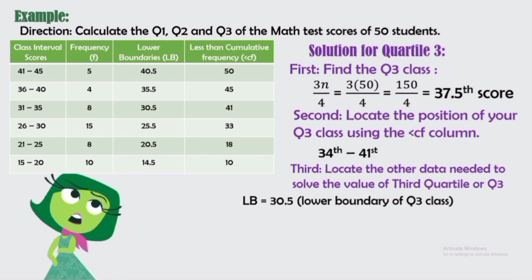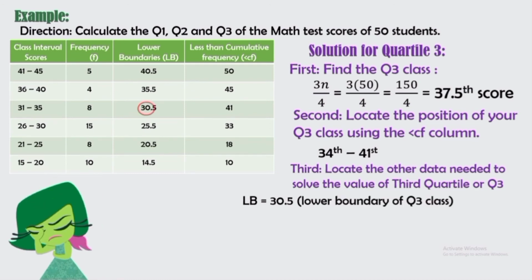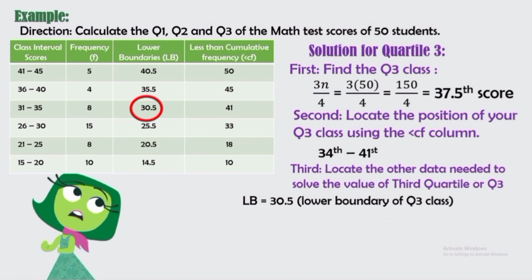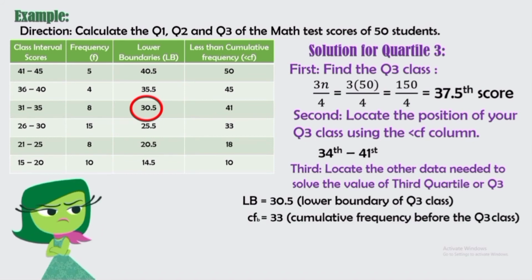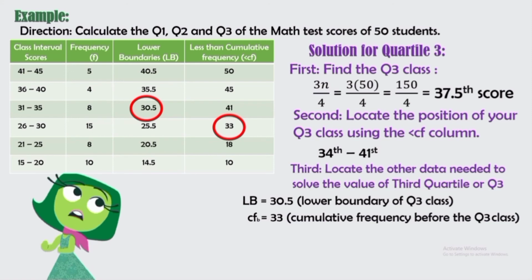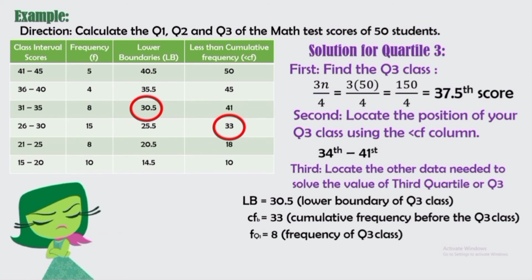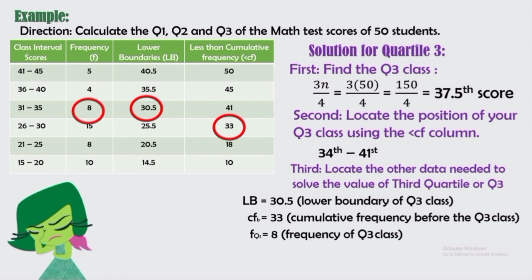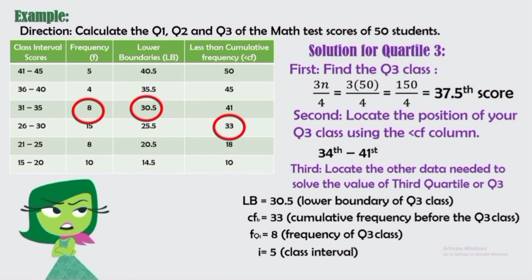Lower boundary 30.5. Cumulative frequency 33. Frequency is 8. And our class interval is 5.